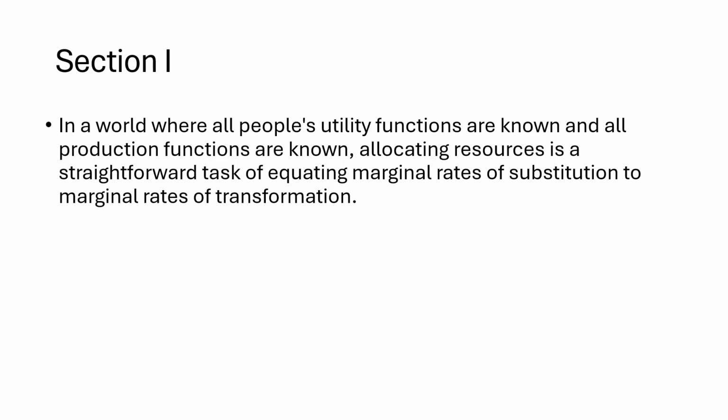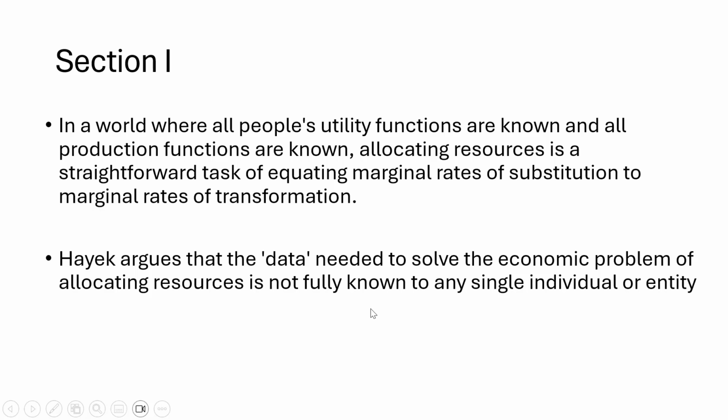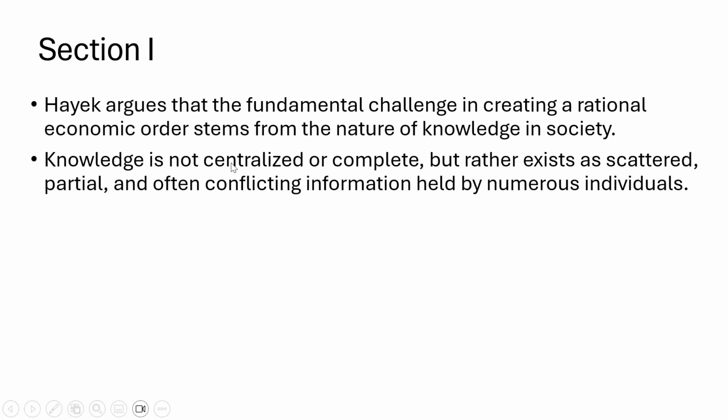Starting with section 1. In a world where all people's utility functions are known and all production functions are known, allocating resources is a straightforward task of equating marginal rates of substitution to marginal rates of transformation. Hayek argues that the data needed to solve the economic problem of allocating resources is not fully known to any single individual or entity.